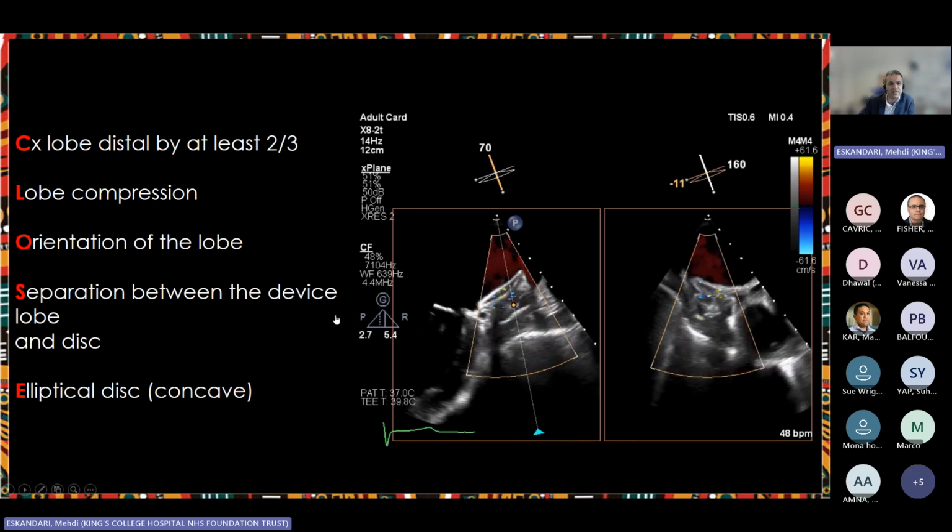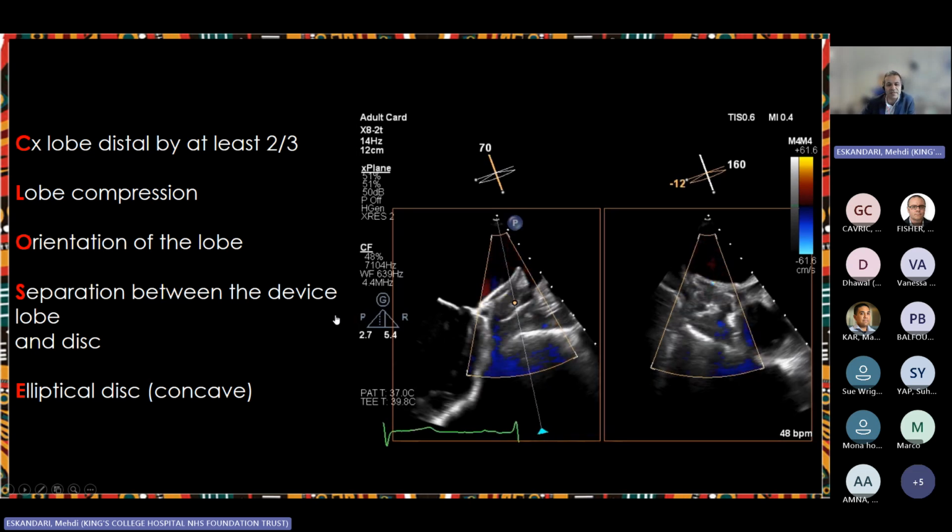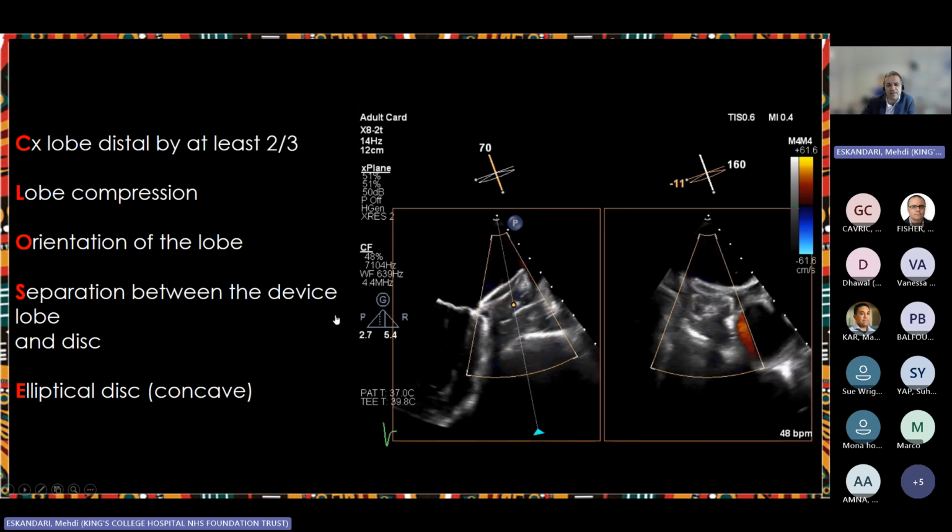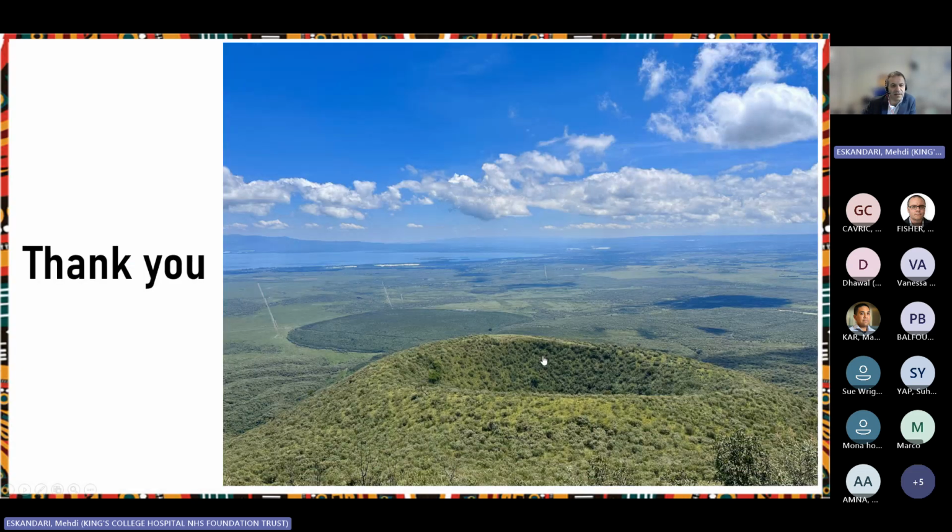So there are a few things that you need to check, which is called the CLOSE criteria. Essentially, what you want in these cases is, as I mentioned, the lobe to be secured almost beneath the left circumflex artery, as you can see in the left side image. You want the lobe to be compressed, so you want to measure this, and at least 10% lobe compression is required. The disc must be separated from the lobe, not flattened and attached to the lobe. And eventually, you want to see there is no color around the device. And with that, the final checks are done and the device is released. And with that, I'd like to finish and thank you for this very last minute talk.